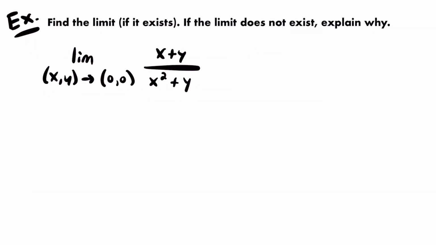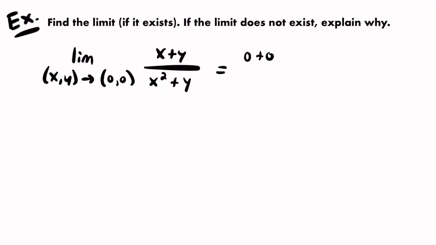Here we once again want to find the limit if it exists, and if the limit does not exist, explain why. And our limit this time is the limit as (x, y) approaches (0, 0) of (x plus y) divided by (x squared plus y). All right, so just like with our other examples, the first thing we want to do here is plug in the values that x and y are approaching. In this case, both x and y are approaching 0, so let's plug 0 in for x and y in this function. So if we do that, here's what we'll get.